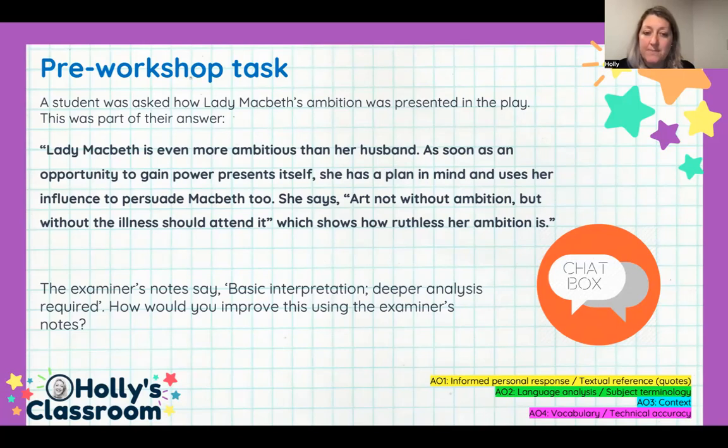ruthless her ambition is." Now, when the examiner looked at this, the examiner said that there was a basic interpretation of what that quote suggests, and deeper analysis is required. So what I'd like you to do in the chat box, if you're able to, is think about how you might improve what the student has written using the examiner's comments of deeper analysis required. So what part would you develop? Would you add anything? Would you develop any particular idea in that? If you'd like to have a go at putting some thoughts into the chat box, it would be nice to see.